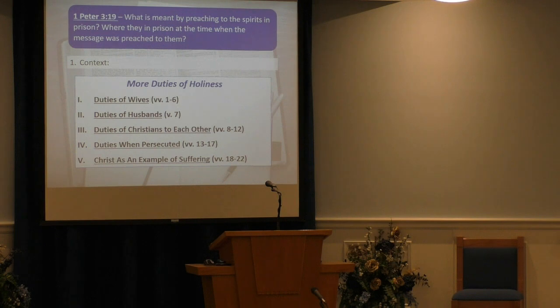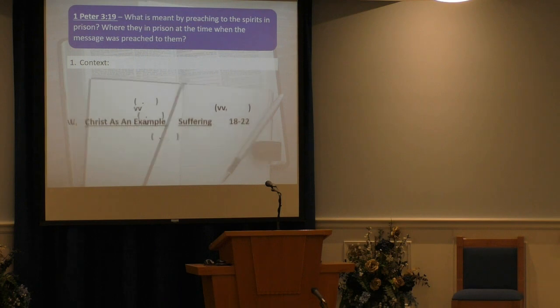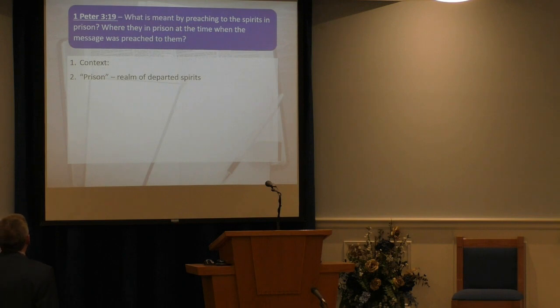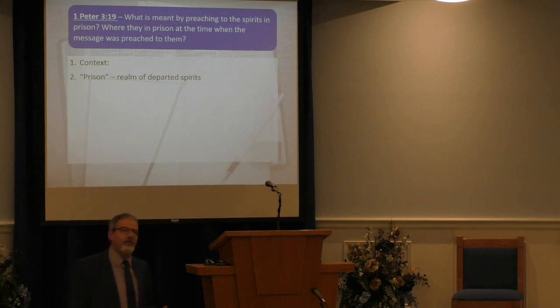And so let's pretend we've had time to develop that, and we're noticing that verse 19 is setting right where Christ is an example of suffering. So let's expand on that. Let's read that section. We read it and we read it, and we see he was innocent, he was patient in suffering. That's the point being made, and he was victorious. Something about Christ's suffering and being patient is where this preaching to the spirits in prison comes about. Let's go a little further. I want to know what prison has reference to. What's going to give me a clue?